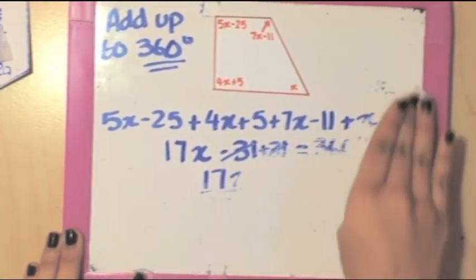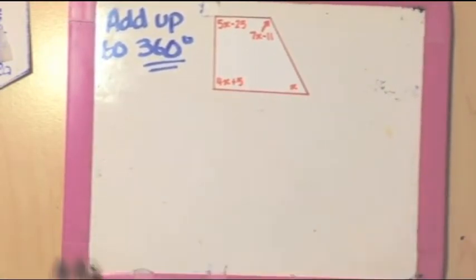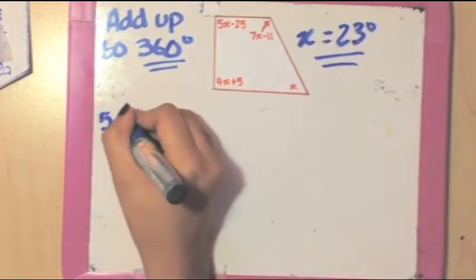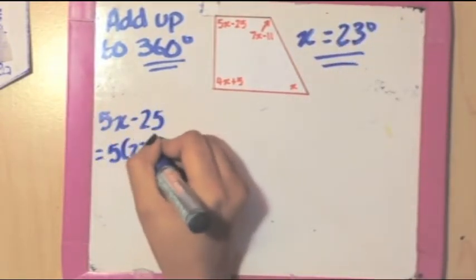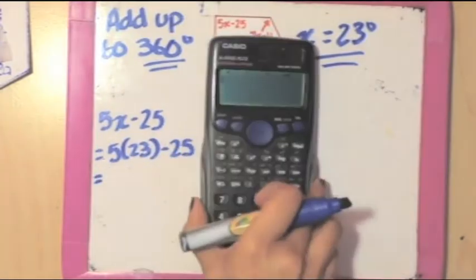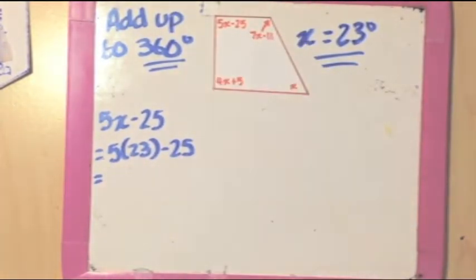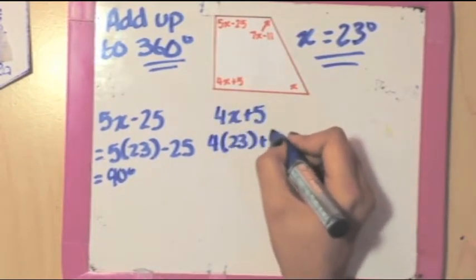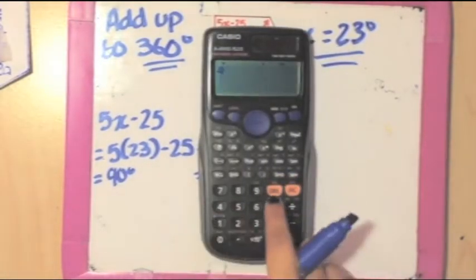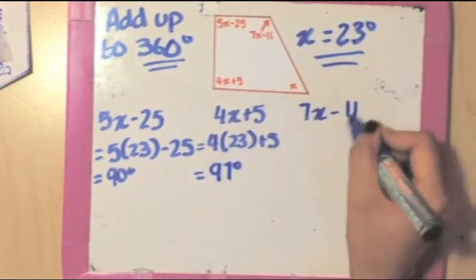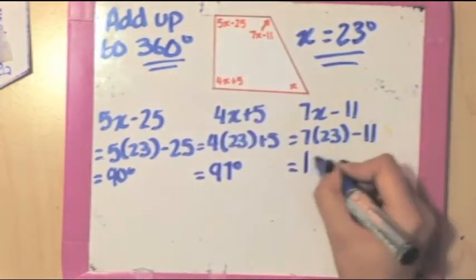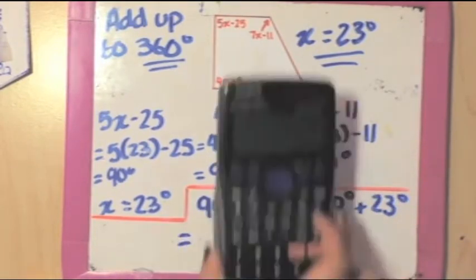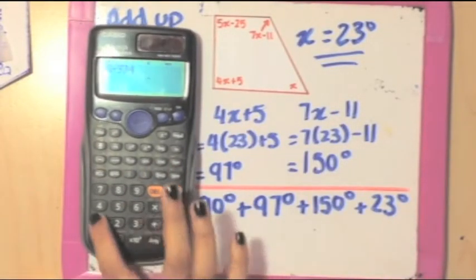We can now solve and note each of the angles. To find each of the angles, we can simply replace x by 23 as determined before. For the first angle, 5x minus 25, we can replace the x with 23 and multiply it by 5, and then subtract 25, equaling 90 degrees. This can then be applied to the rest of the equations. As mentioned earlier, all the angles equal 360 degrees, so we can apply this rule to the quadrilateral as well.